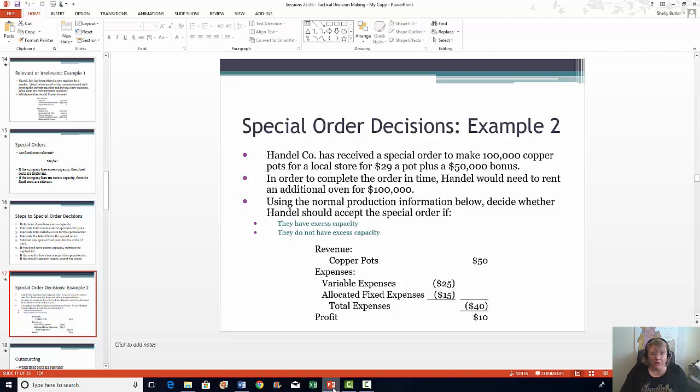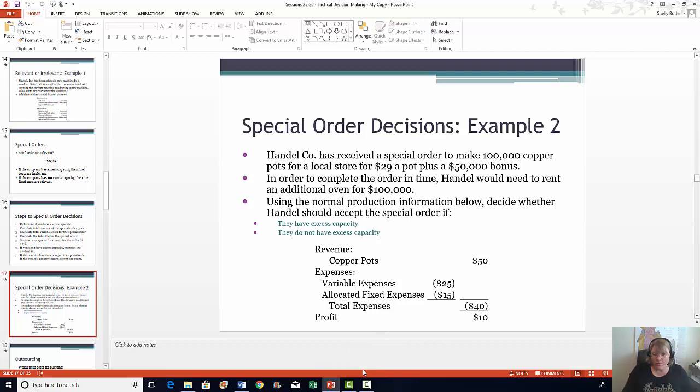So the revenue is $50 per pot that they will get. The variable expenses are $25. Allocated fixed expenses are $15. So we need to get the total expenses to get our profit. And let's go into using this information and the steps.